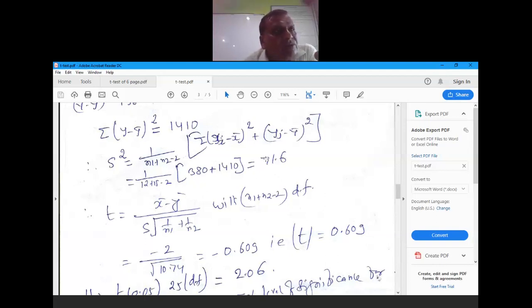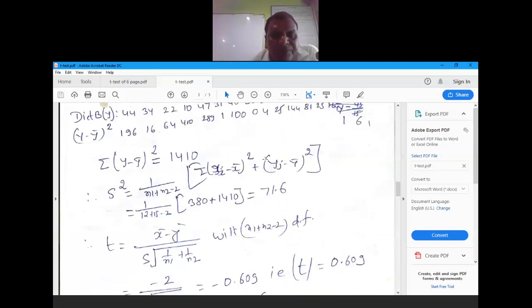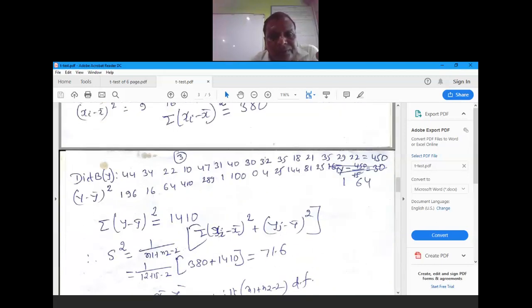In this situation, samples are independent. But there is a possibility: if n1 is equal to n2, then your samples are dependent on each other. That is, samples are paired together. And in this situation, we apply the paired t-test. Okay?